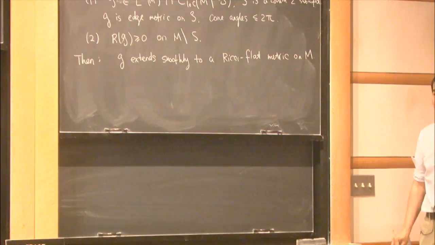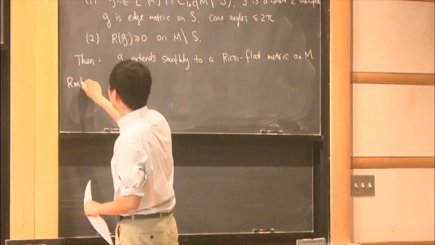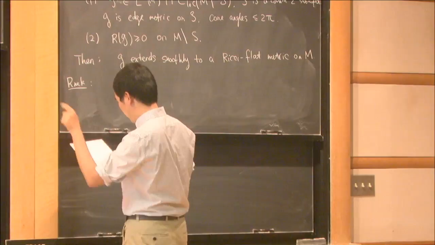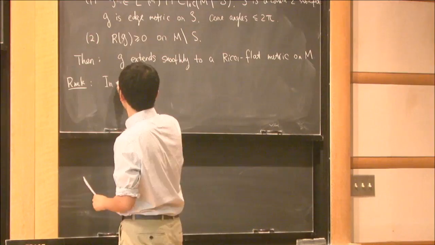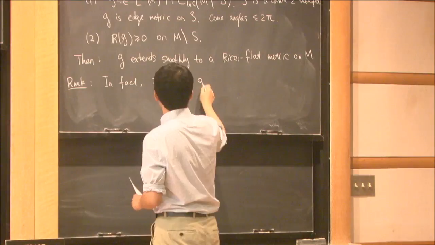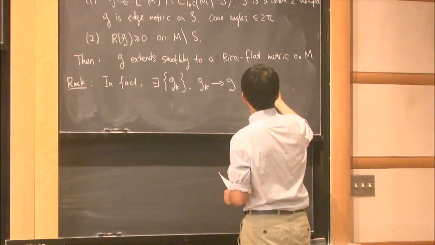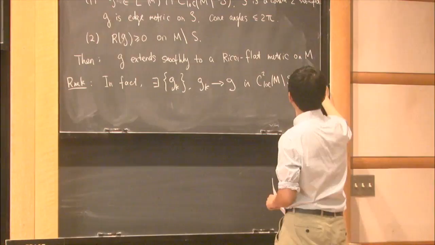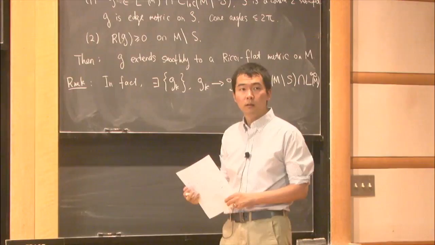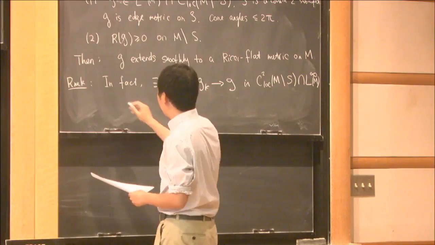Let me also write a remark. In fact, we can write the statement in the format of that theorem over there. There exists a sequence of metrics G_k such that G_k converges to G in C2 locally on M minus S, and also in the space of bounded measurable metrics. Why Ricci flat? Right, let me first finish this statement here. And R of G_k is positive.